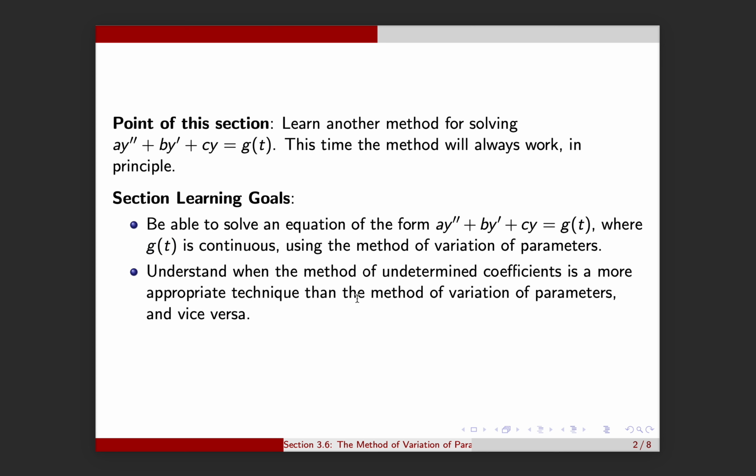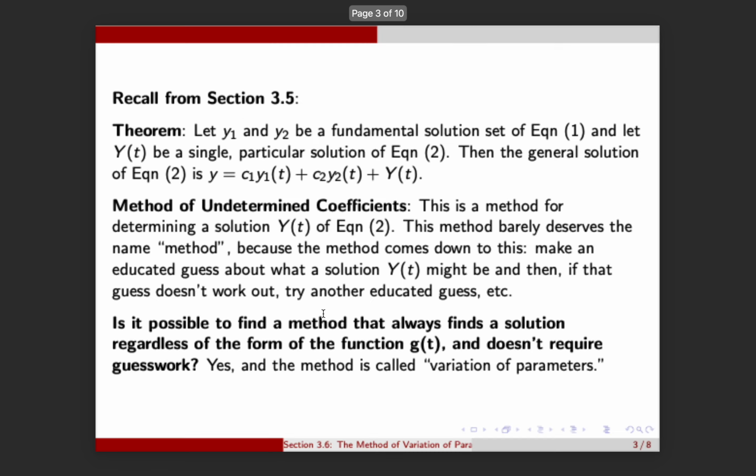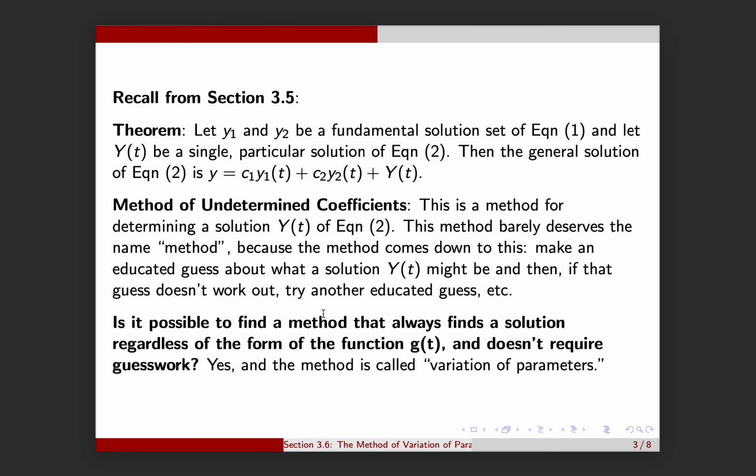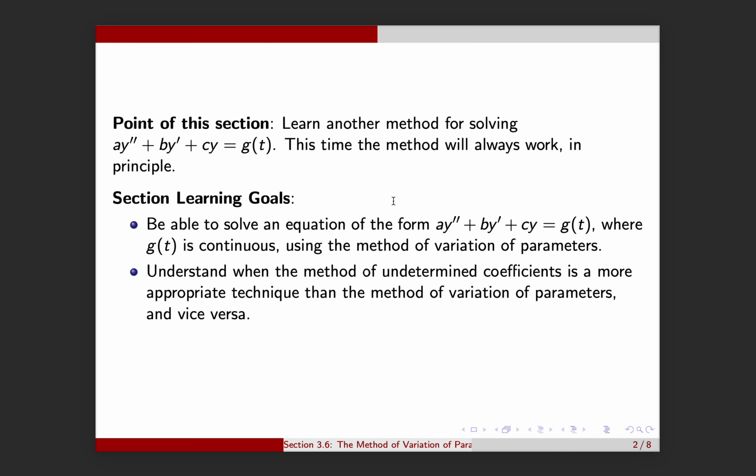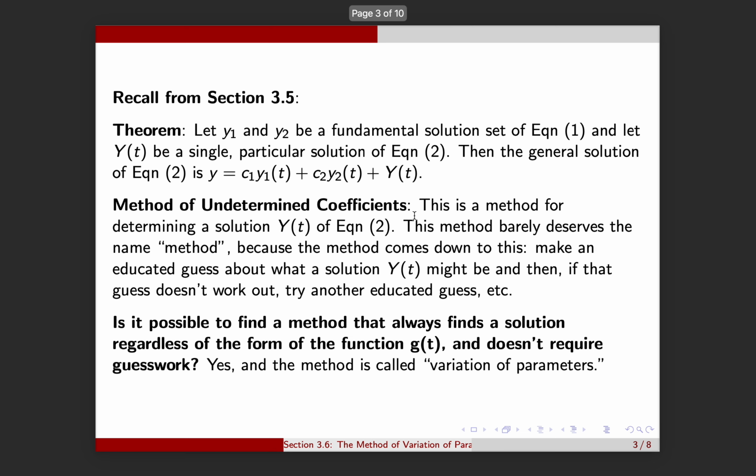Now this method has drawbacks. One of the learning goals of this section is to understand when what we did last time is more appropriate than what we will do this time, and vice versa. So recall last time the big theorem. If you want to solve equation 2, recall that from last time, then what you first do is solve that equation but with a 0 on the other side. So here's the familiar stuff. And then to finish off, you just have to find a single function that solves the original equation and slap it right there, and you are done.